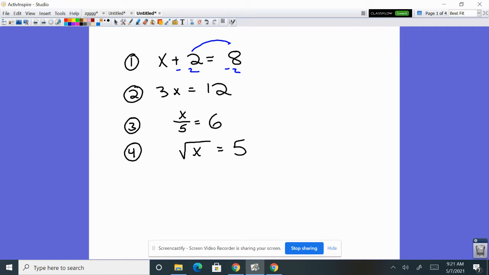And in problem two, we said, oh, the way we undo multiplication is we divide by the number in front of the x. And on this one, how do we get rid of dividing by 5? Oh, we multiply both sides by 5. How do I get rid of a square root? Oh, I square both sides.